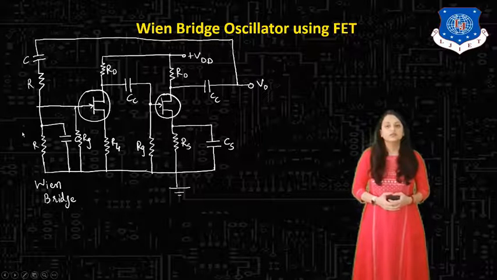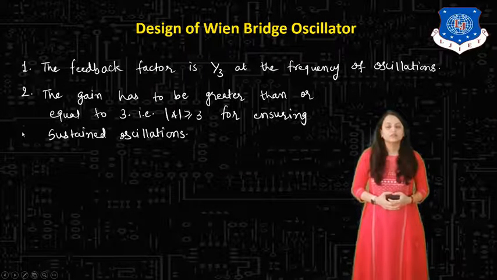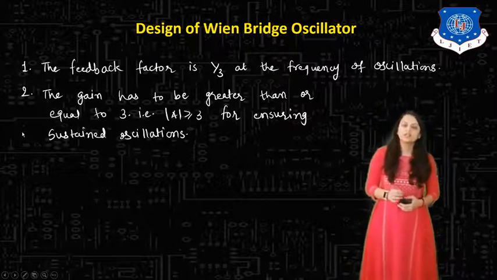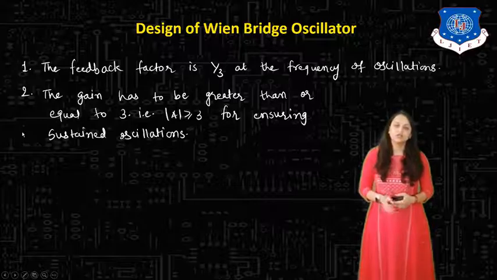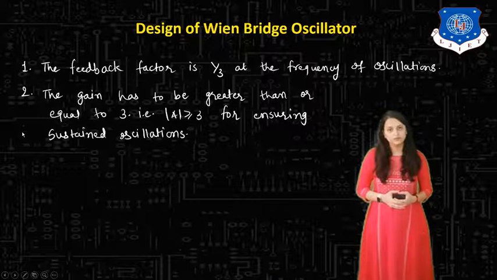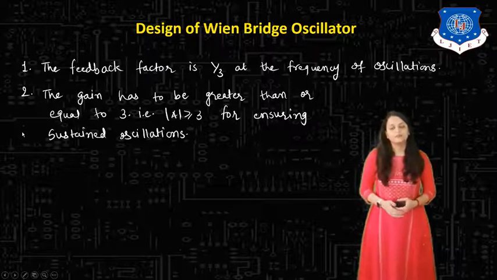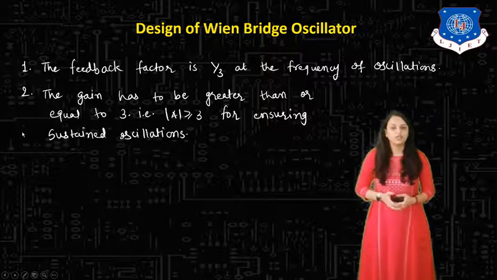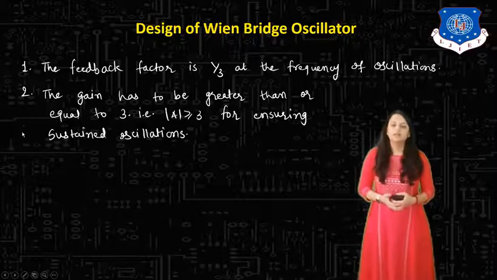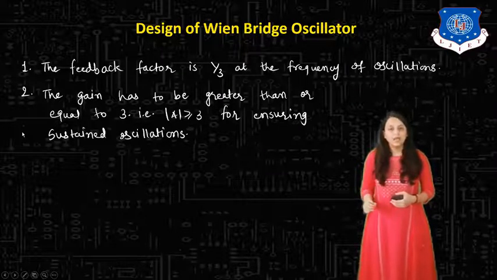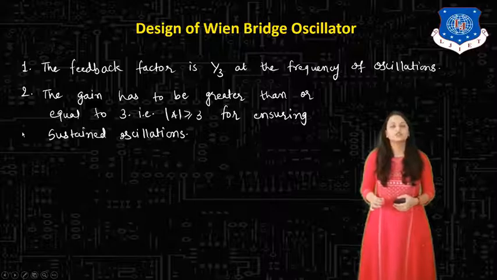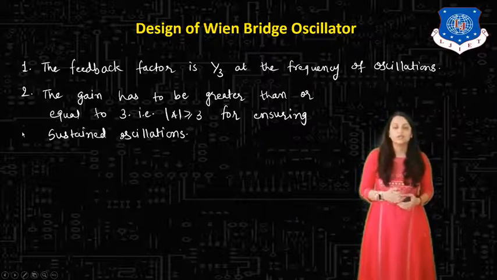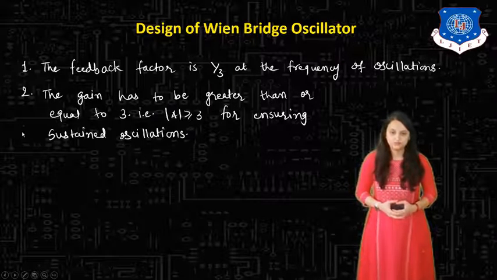Now, next is design of Wien bridge oscillator. For designing Wien bridge oscillators, there are two conditions or parameters that should be considered. First, the feedback factor is 1/3 at the frequency of oscillations, and the second is that the gain has to be greater than or equal to 3, that is, mod A should be greater than or equal to 3 for ensuring sustained oscillations.